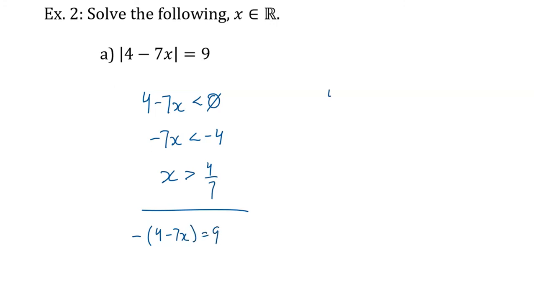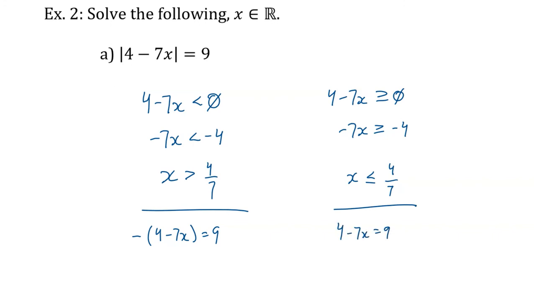So when 4 minus 7x is greater than or equal to 0, is when I'm not going to multiply by a negative. Again, I'm dividing by -7. Flip the sign. And in this case, I just leave it alone. And now I just solve these.